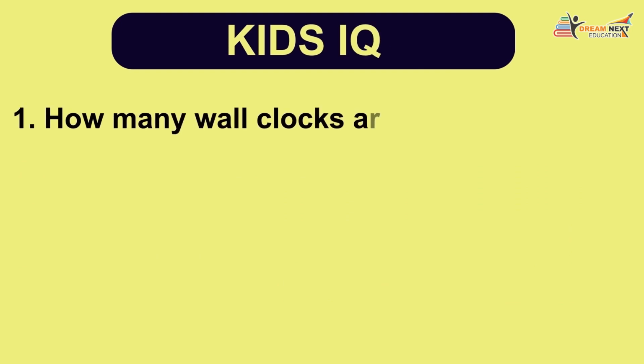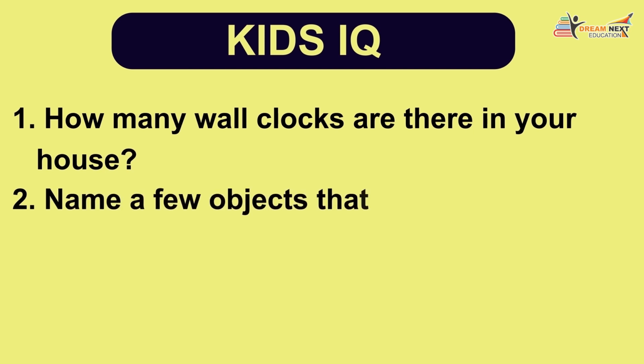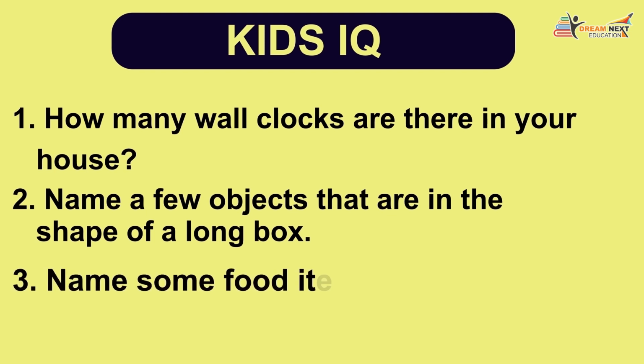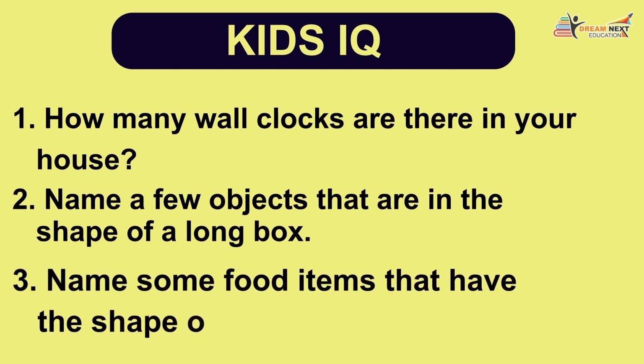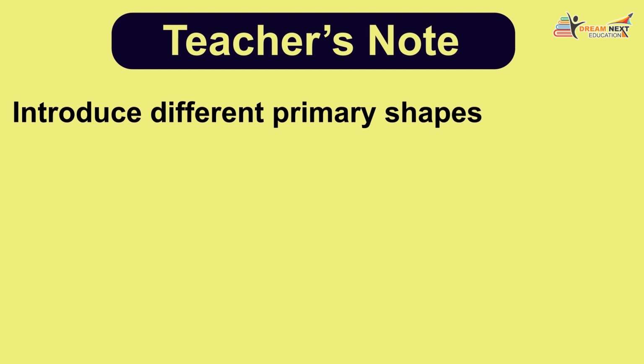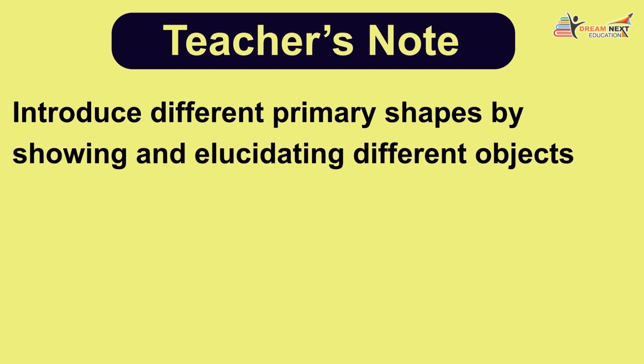Kids IQ. How many wall clocks are there in your house? Name a few objects that are in the shape of a long box. Name some food items that have the shape of a moon. Teacher's note. Introduce different primary shapes by showing and elucidating different objects.